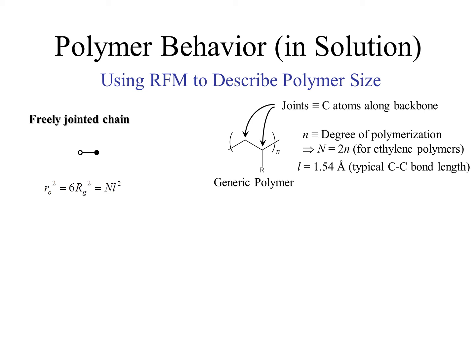The step length L is easily converted to the carbon-to-carbon bond distance of 1.54 angstroms unless another atom is thrown in the backbone, in which case an average must be taken. I'm going to assume you can figure that out at a later time.